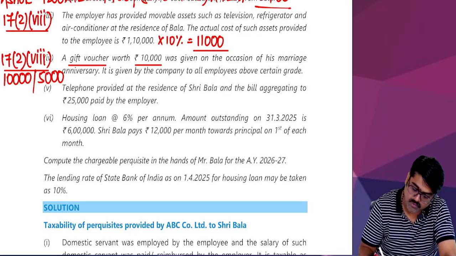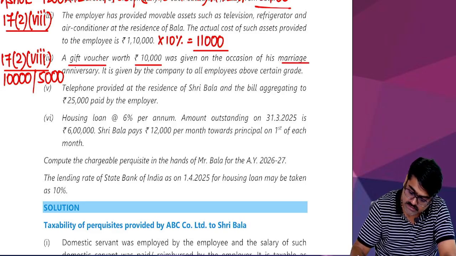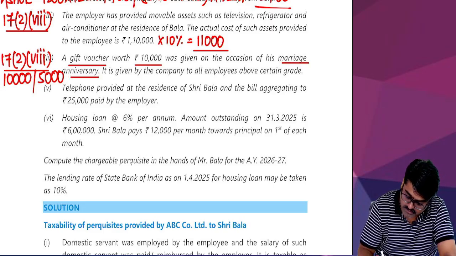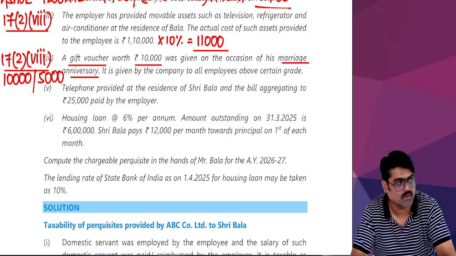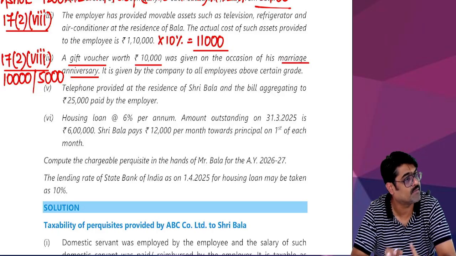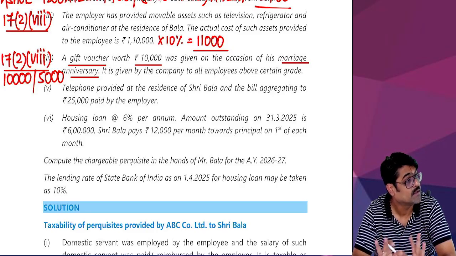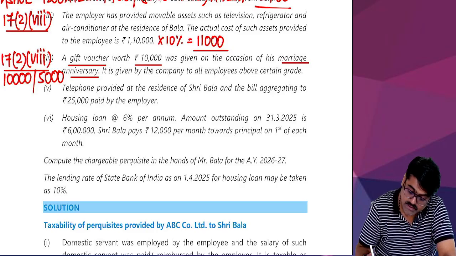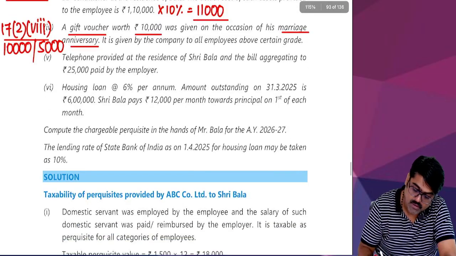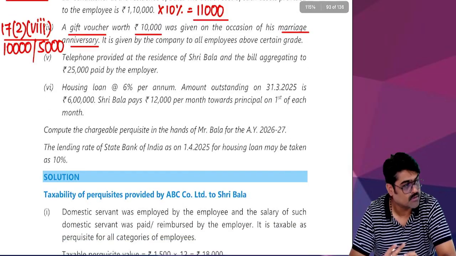And this gift was provided on a marriage anniversary. So even if it is a marriage anniversary, what is to be done? Nothing is to be done. If the gift is provided by the employer, it will always come under the head salary. Understanding? Yes or no?